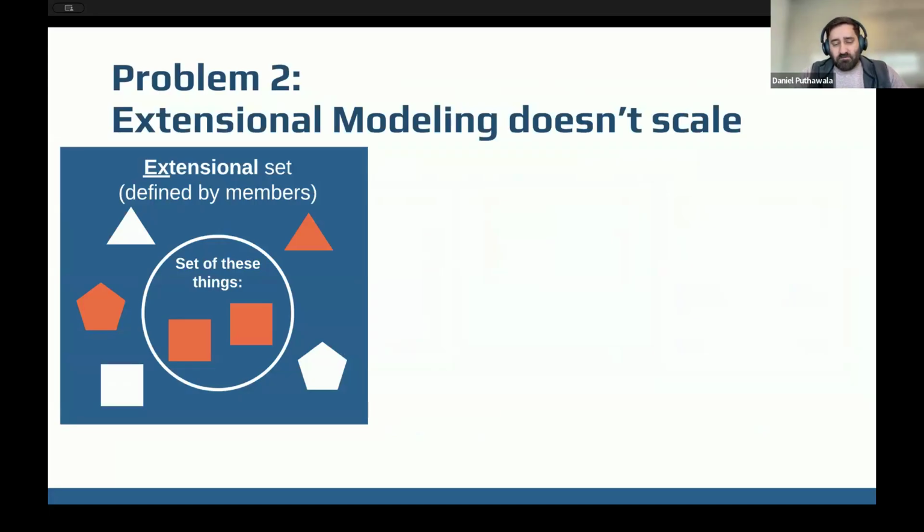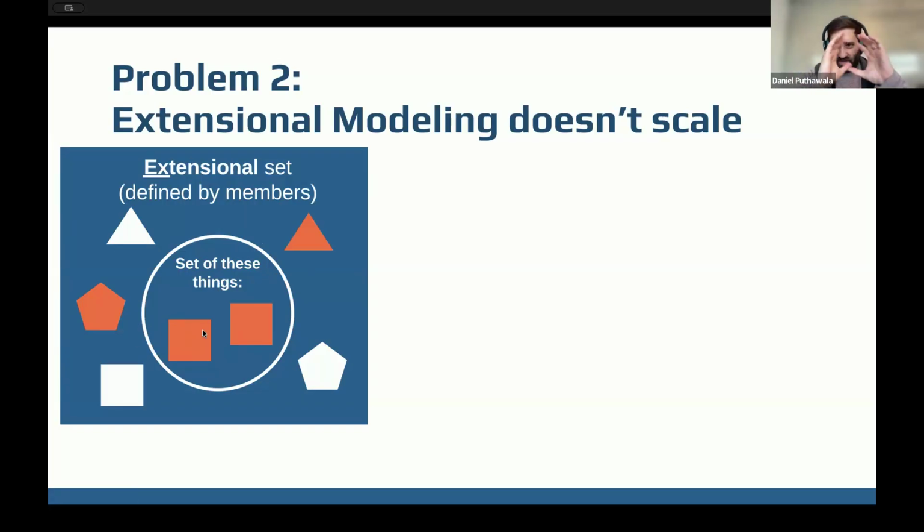The second problem that Cat-VRS is trying to address here is that extensional modeling doesn't scale. And what I mean by this is if we represent categorical variants as sets of variants, one way you can represent the set is by saying, hey, here's this label, and here's the members of this set, right? Member 1, member 2, member 3, member 4, member 5. So in this example here, we have a bunch of shapes. We have a set of just these things, which happen to each be orange squares, right?